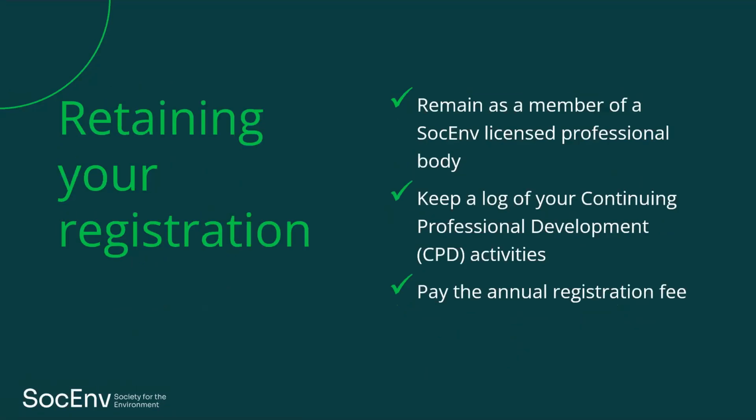Okay, so you've gone through the effort of gaining RFP registration. You probably want to keep hold of it. Three key steps to do this include: remain a member of one of our licensed professional bodies. Now, this could be the professional body you achieved your RFP with initially. So say you applied through StarUM, you could stay with them as a member, and therefore that's the first step to continue as a RFP.